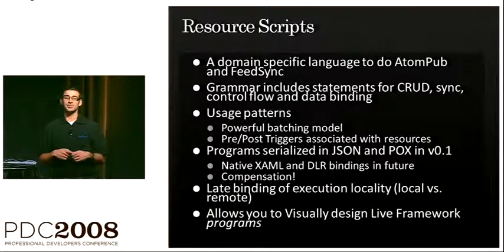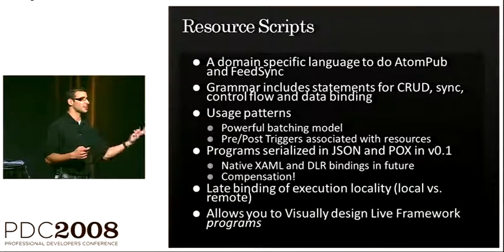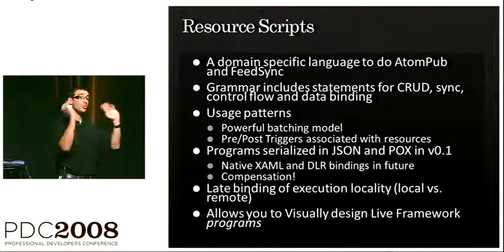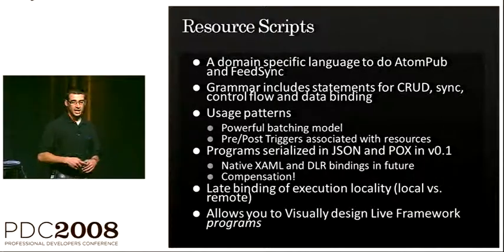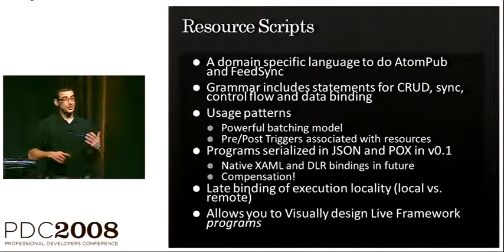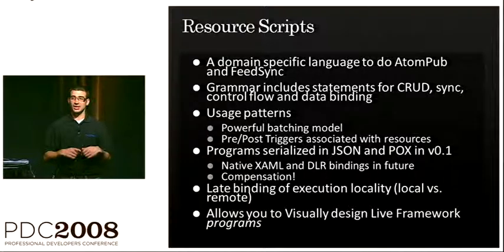I suspect that a lot of people will be using it. It's pretty expensive to do a lot of operations against a cloud service. So anything that can help you do fewer requests, more work in one request, push more work to us in the data center is great for you. This is how we do pre and post triggers. This is how we associate with different styles of resources.